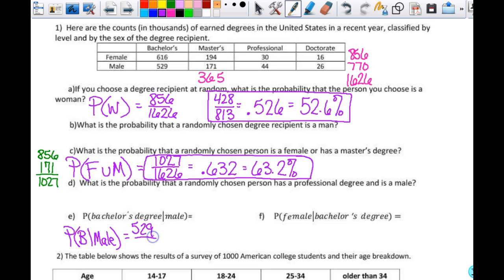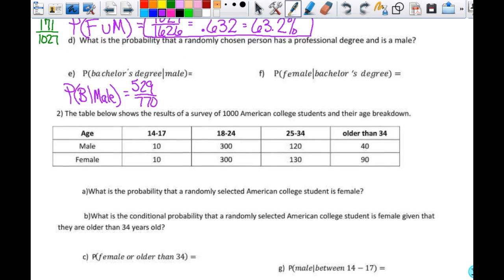Would I put the 529 over 1626 or over whatever this total is? Let's see what that total is. That total is 1145. So do I take the 529 and put it over 1145, 770, or 1626? What do you think? 770. Because given that they are male, 529 out of the 770 males have bachelor's degrees. So it's 529 over 770. Does that reduce? No, so I'm stuck with that as a fraction. Then I get 0.687, which is 68.7%.